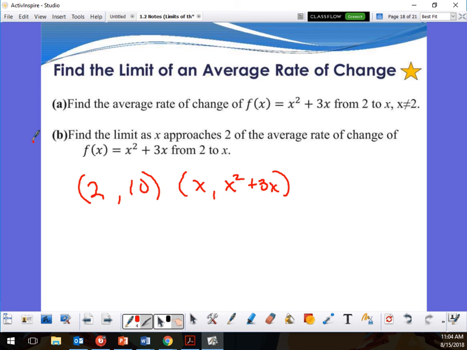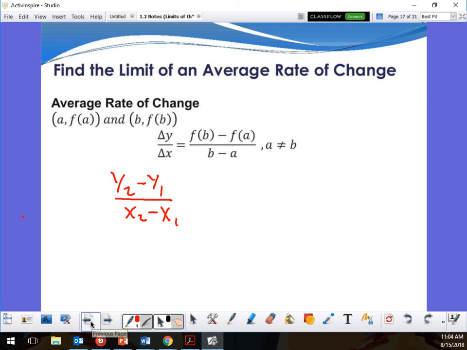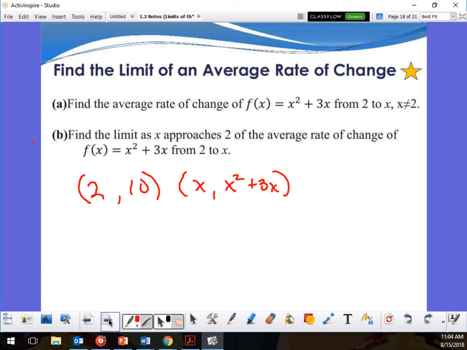All right, so now that we have that set up, it says find the average rate of change there. So now what is my y2 or my f? For my previous problem it said f of b, so that's of my second point, right? Let's go back to it. That's going to be x squared plus 3x minus 10 over x minus 2, where x cannot equal 2, right?